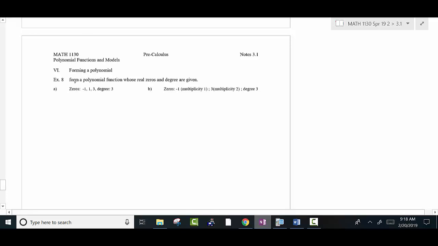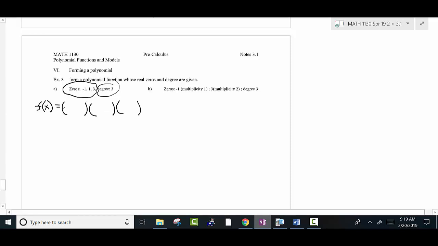What we're doing here is, if you knew the zeros and you knew the degree, then you could form a possible polynomial. Now, there's an infinite number of possible answers to this problem. There really is. But what we're going to do is form it like this. We're going to put this in factored form. Since we have 3 zeros, you're going to have 3 factors.